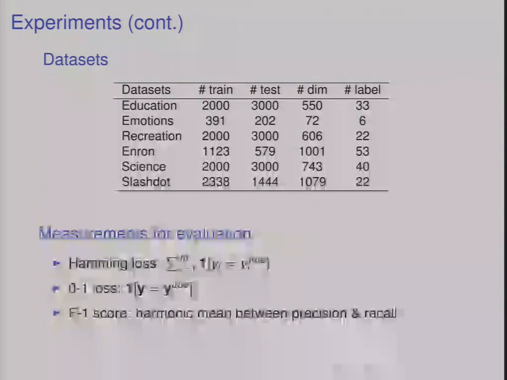The first is the Hamming loss, which counts the misclassification error on a per-label basis, and the 0-1 loss counts the misprediction of the entire label vector. And also we use the F1 score, which is the harmonic mean between precision and recall.